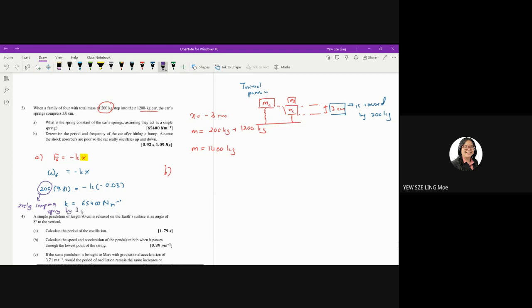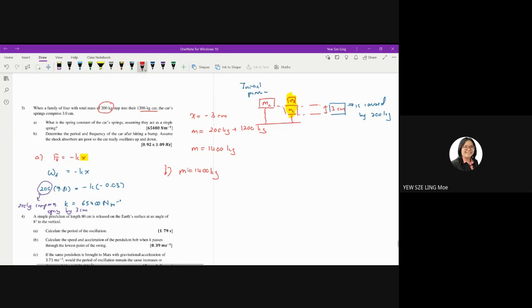200 kg compressed the spring by 3 cm. But in question B, the whole thing oscillates up and down, including the car. So for question B, the mass that you need to use is 1,400 kg. Unlike question A, where you use 200 kg, in question B you use 1,400 kg, because now you are treating this object as a whole, as one item. Your spring oscillates and brings this total mass bumping up and down.